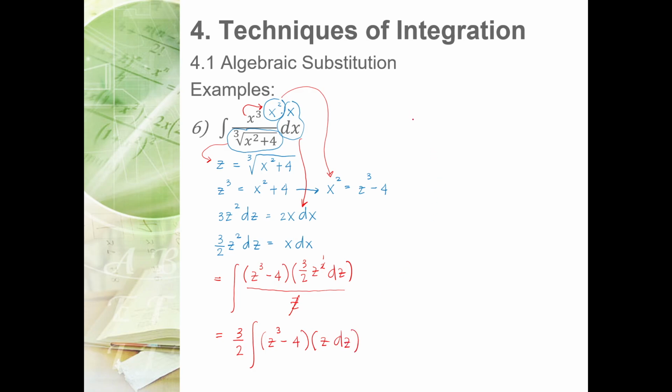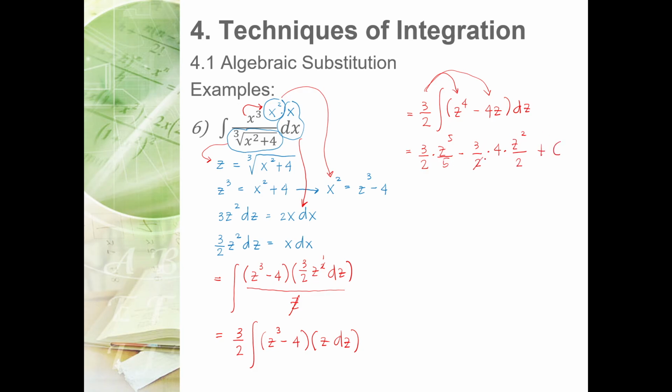So further expanding by multiplying z. So you have 3 halves integral of z to the fourth minus 4z dz. So you can now integrate. So 3 halves. So again, don't forget to multiply 3 halves to each term upon integration. So 3 halves times z to the fifth all over 5 minus 3 halves times 4 times z squared all over 2 plus c.